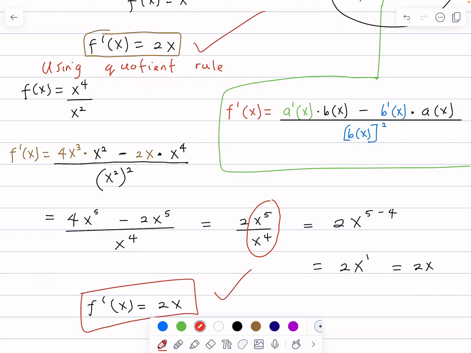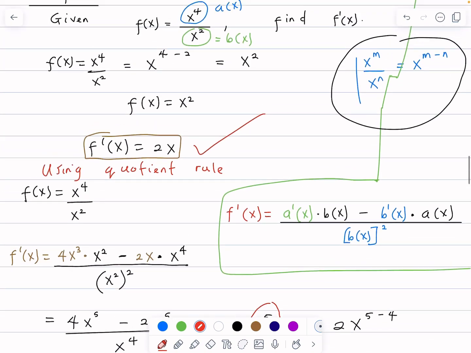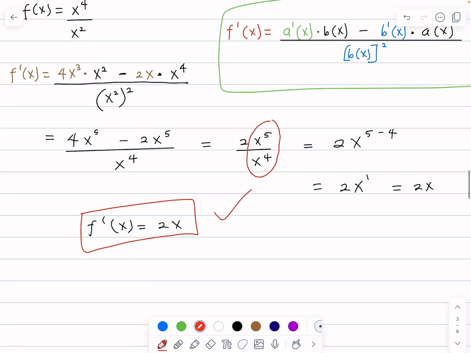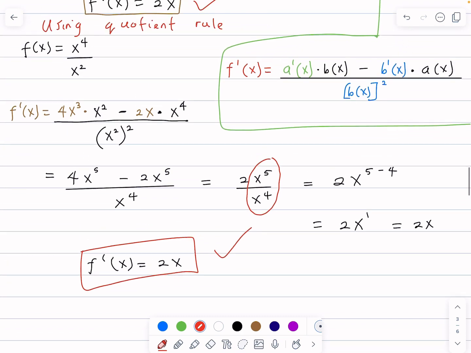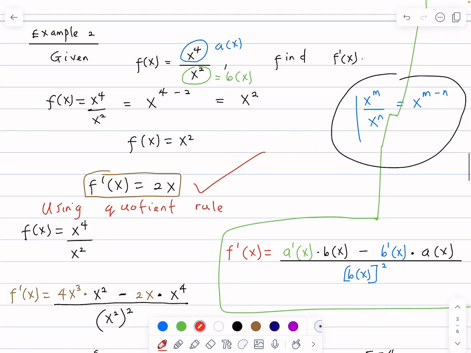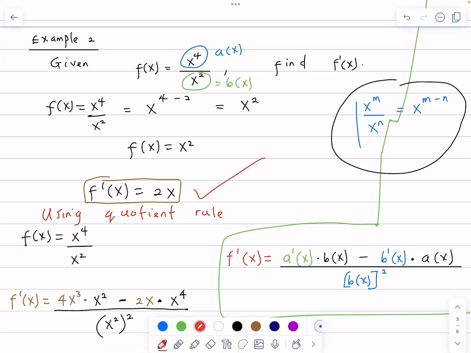They're the same. So if you use the quotient rule, you're still going to get the same answer, but it's just longer, right? But if you're able to quickly realize that x to the power of 4 divided by x squared can be simplified using the rule of exponents, you can make your work shorter, right? So that's it.